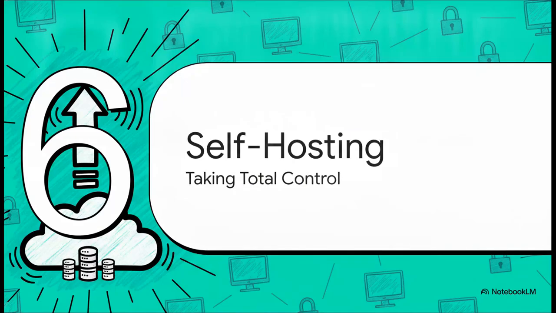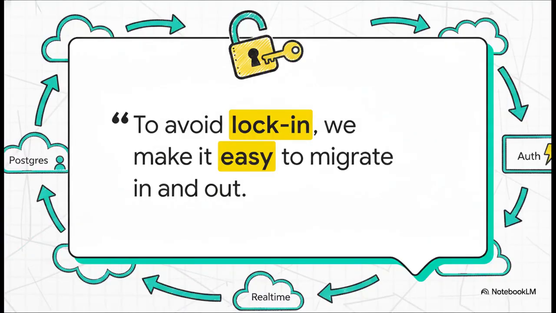Finally, we arrive at part 6, taking control with self-hosting. The ultimate freedom of this entire ecosystem is portability. Their product principles actually state it perfectly: "To avoid lock-in, we make it easy to migrate in and out." Because every single piece of this stack is completely open source, from the Postgres core right up to the GoTrue Auth and the Elixir real-time cluster, your data is never trapped.